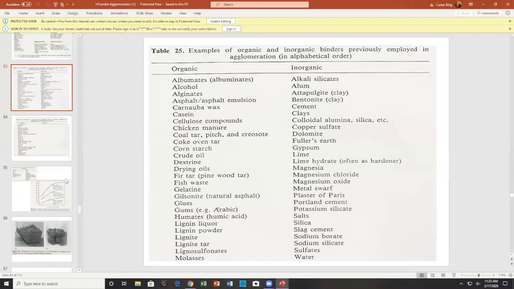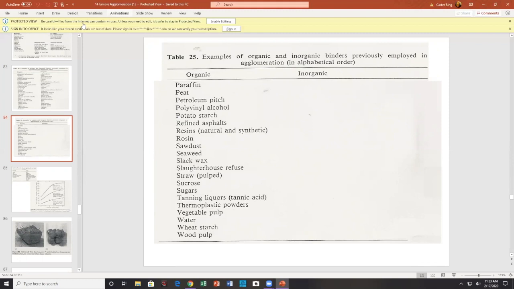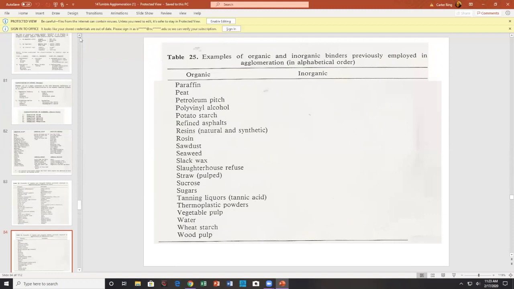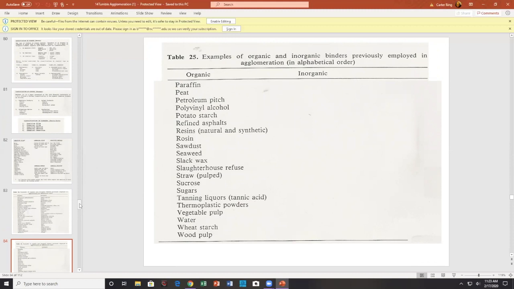And again, I lifted this from various sources. Maybe I should go back and show them to you again. Anyway, I've lifted them from Perry's handbook. I got them from Ferrotech. Got them in different ways.